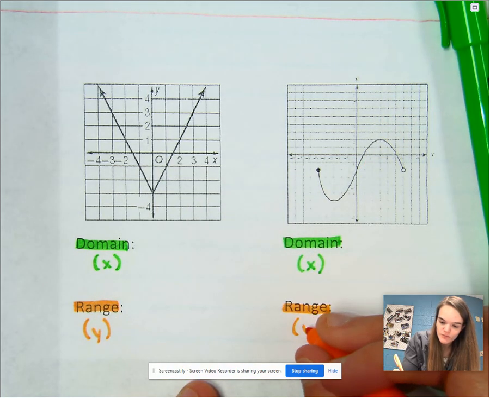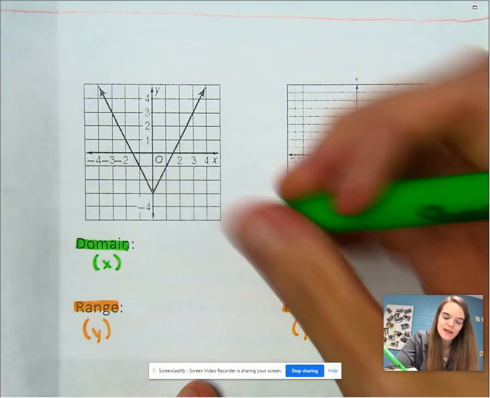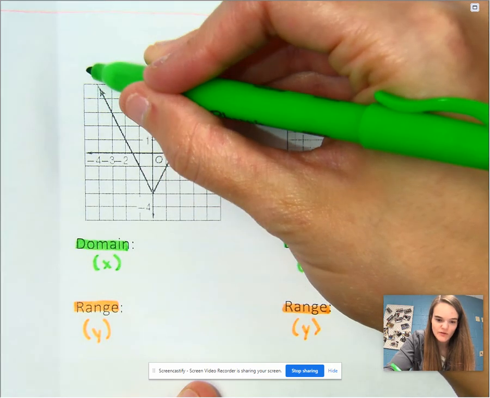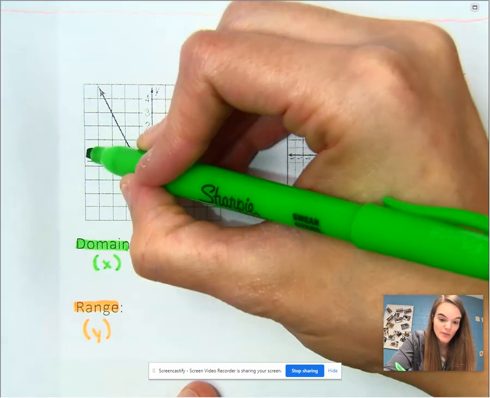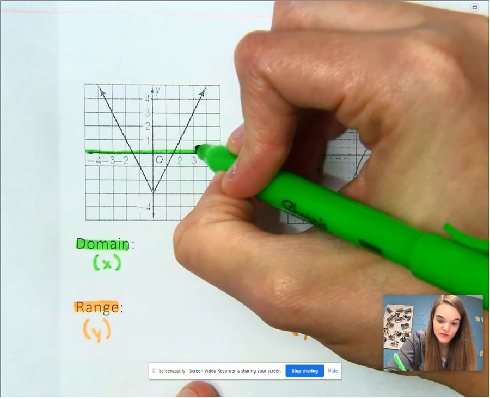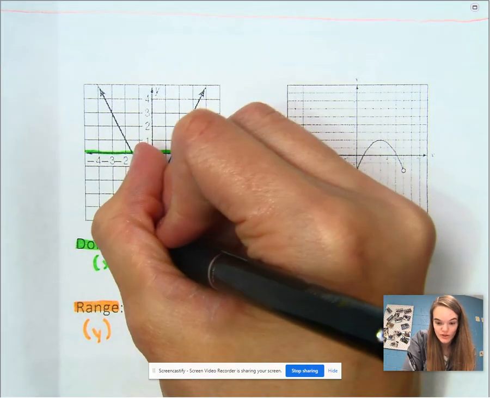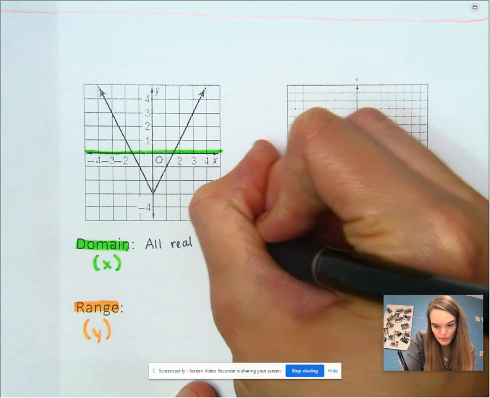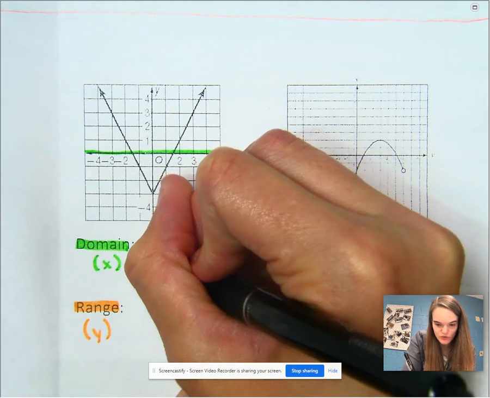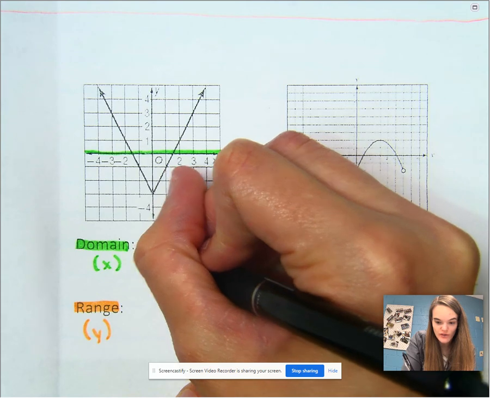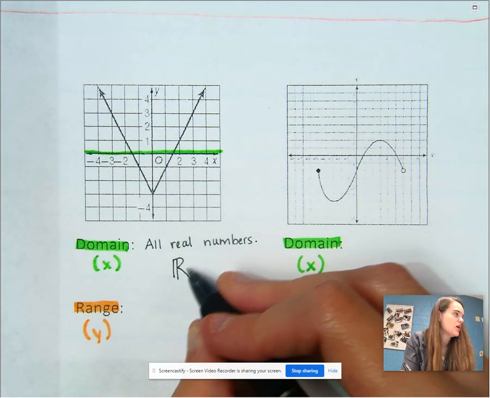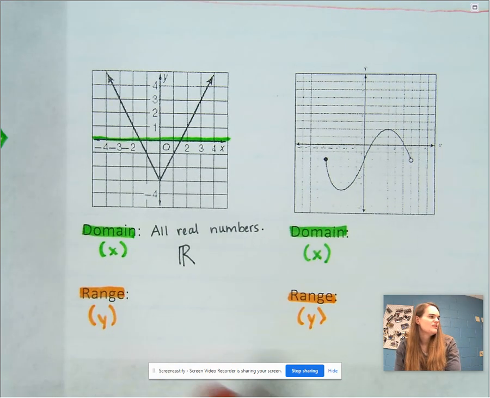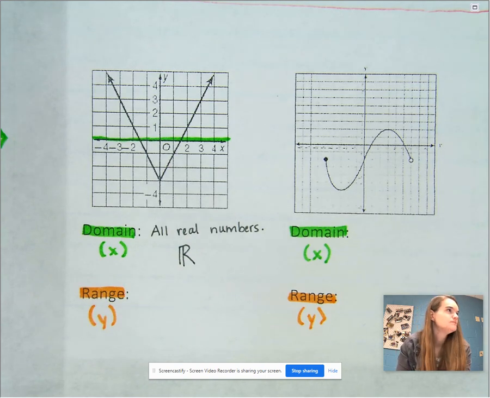All right, let's get started. Domain. Well, this doesn't have a starting point, really, because it goes all the way over here, and it goes all the way over there. Since it has arrows in both directions for x, that means this is actually all real numbers. You can either write all real numbers, or there is a math symbol that is 2 lines and an R. That is not I R. It is 2 lines and an R. That means all real numbers. That means every single x value is accounted for.